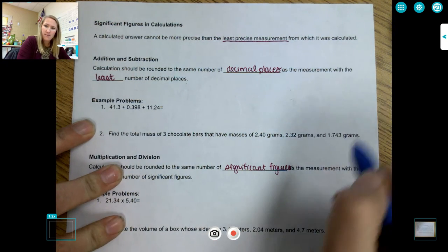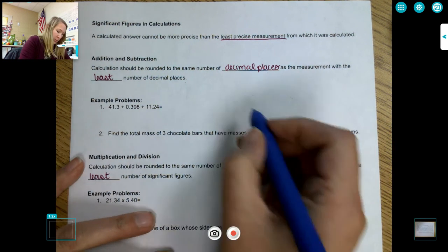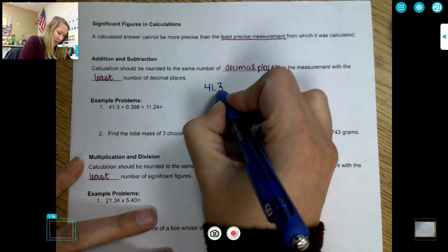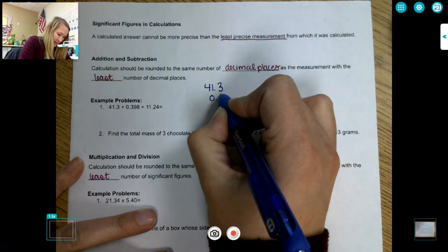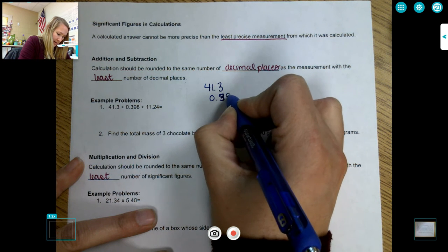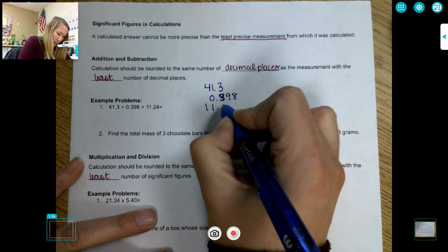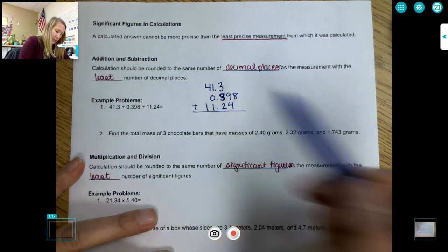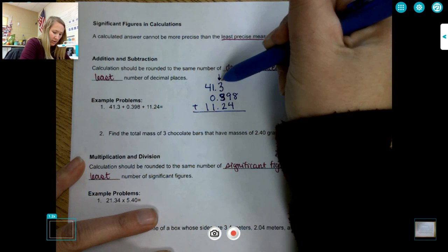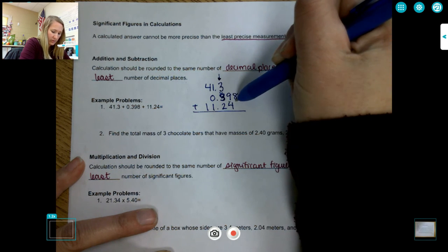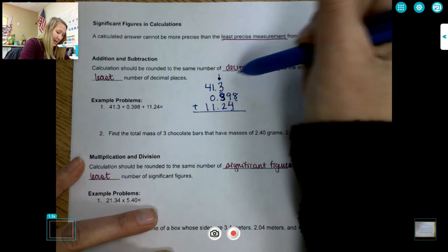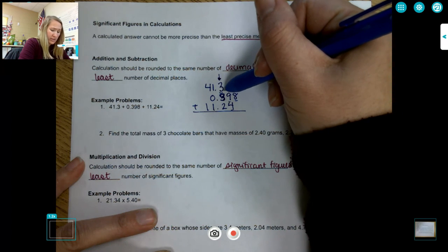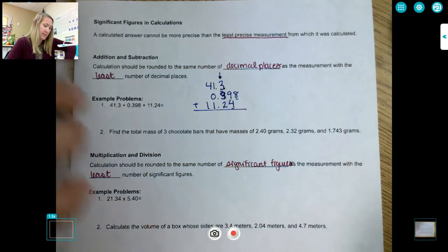We can write them this way. Sometimes it's easier to stack them vertically because you can more easily see the decimal places. So I'm going to go ahead and do that just to show you the decimal places. I have 41.3, then I have 0.398, and 11.24. I can see that my least number of decimal places is here in the tenths place. This number only goes to the tenth. This one goes to the thousandths. This one to the hundredths. The number with the least precision is this number here because it's only precise to the tenths place.